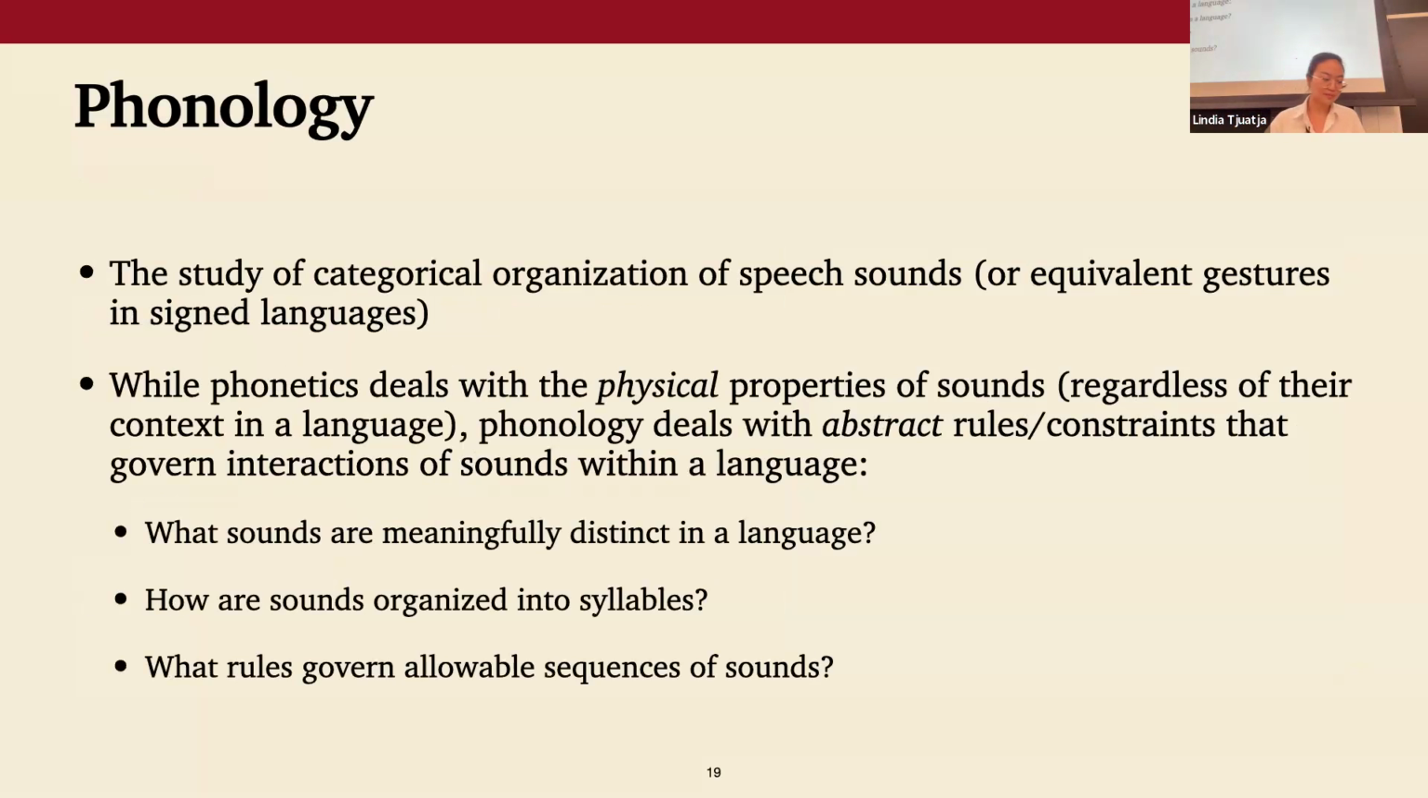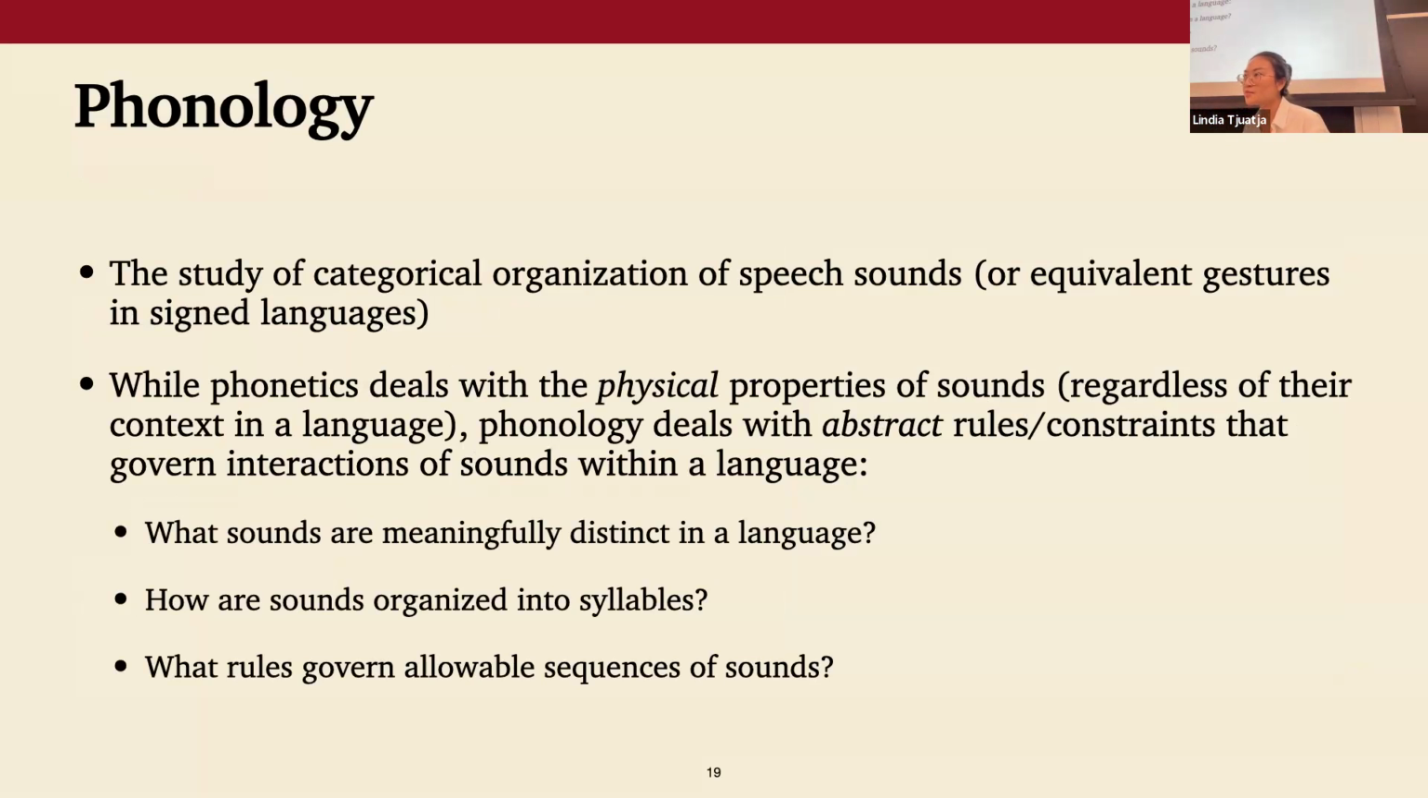So we've covered the basics of phonetics. Now we can move on to phonology, which is the study of the categorization of speech sounds, or equivalent gestures in sign languages. In contrast to phonetics, which deals with the physical properties of sounds, regardless of their context, regardless of what language you're actually speaking them in, phonology deals with abstract rules or constraints that govern interactions of sounds within a language, and also your mental reality of how you perceive sounds.